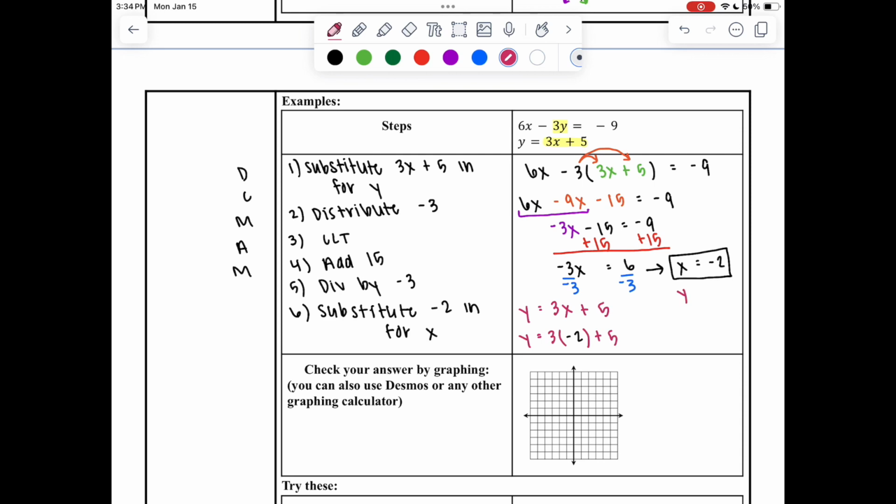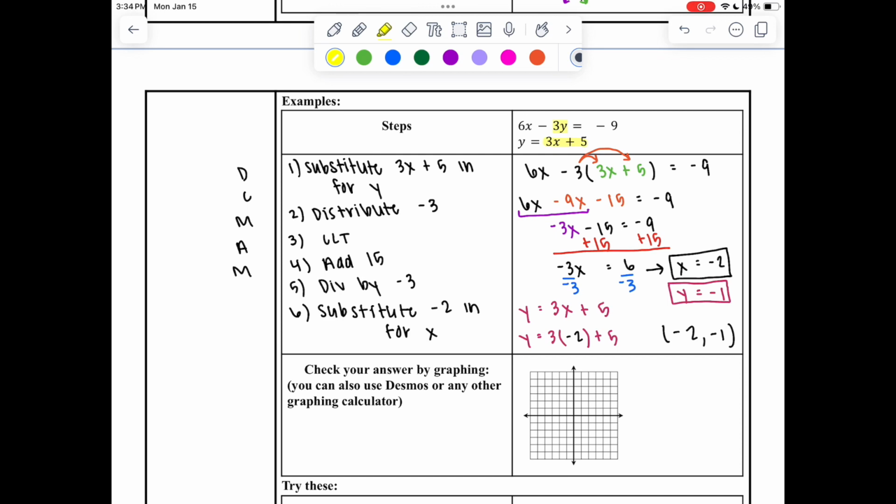3 times negative 2 is negative 6. Negative 6 plus 5 is negative 1. So that means that in this particular system of equations, x is equal to negative 2 and y is equal to negative 1, or as an ordered pair, negative 2, negative 1.